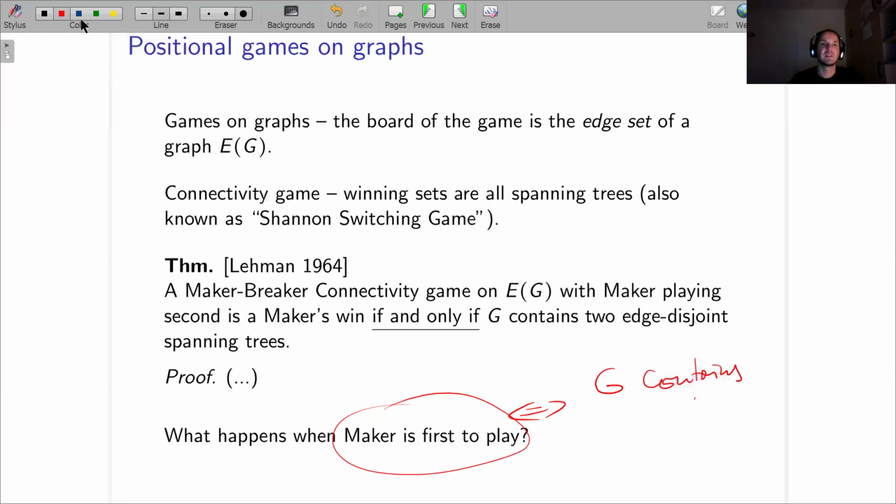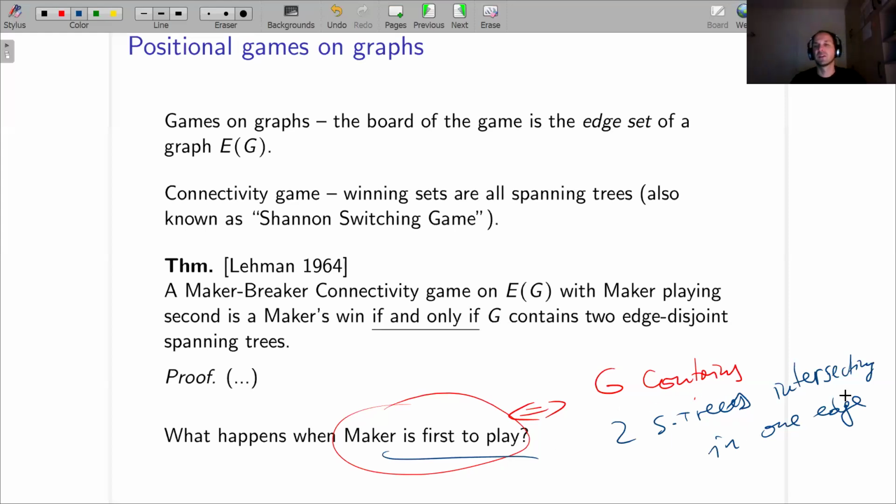Let me write it less condensed. Two spanning trees intersecting in one edge. So this is the condition if maker is first to play. Why? Because this one edge is what maker will play first, and then for the rest, the game continues the same as in the proof I presented.